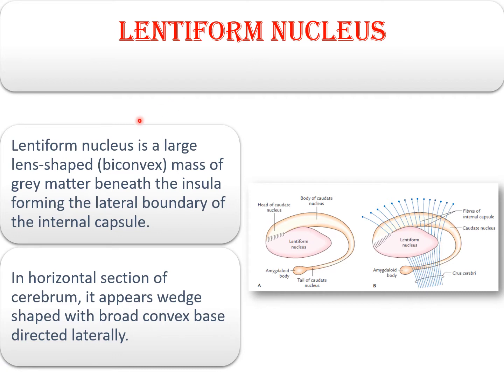Then about the lentiform nucleus. The lentiform nucleus is a large lens-shaped biconvex mass of the grey matter beneath the insula, forming the lateral boundary of the internal capsule. So this one is a lentiform nucleus. In the horizontal section of the cerebrum, it appears wedge shaped with broad convex base directed laterally.